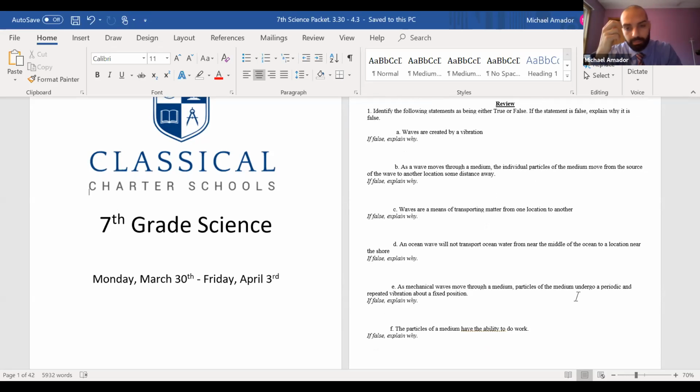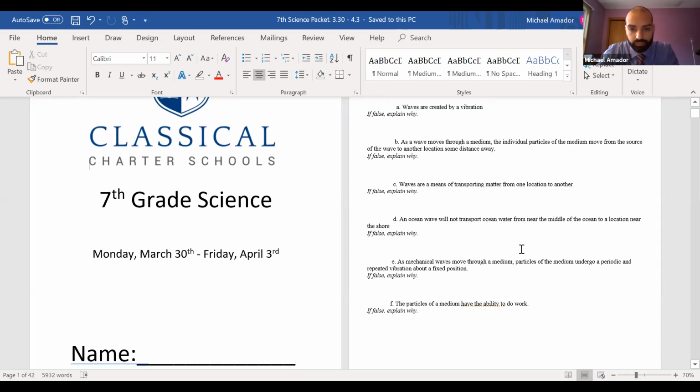E, as mechanical waves move through a medium, particles of the medium undergo a periodic and repeated vibration about a fixed position. This last part, about a fixed position, means you can imagine that if it starts here, it moves and then comes back to its original position. Do we agree with this? Is this how mechanical waves work? The medium moves and then comes back to its original position? Yes, this is true. This is how mechanical waves work.